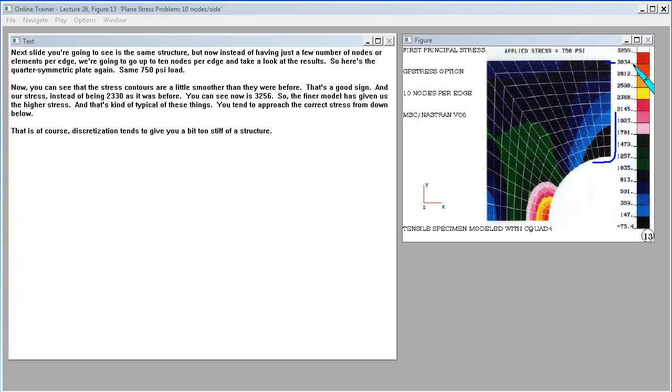And that's kind of typical of these things. You tend to approach the correct stress from down below. That is, a coarse discretization tends to give you a bit too stiff of a structure.